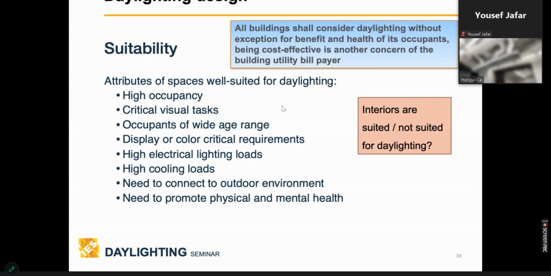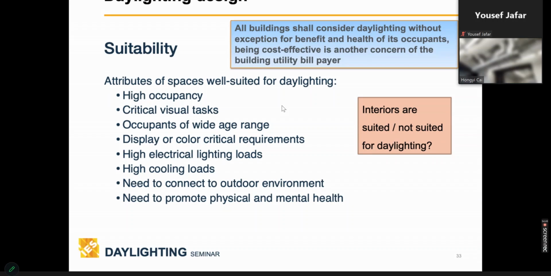For example, assisted living spaces, assisted living facilities. We have a few on West Lawrence. We visited almost 10 years ago. Do you think daylighting will be very beneficial for those grandparents? The need, why? Because some grandparents are sitting in wheelchairs or have limited capabilities to move outside.